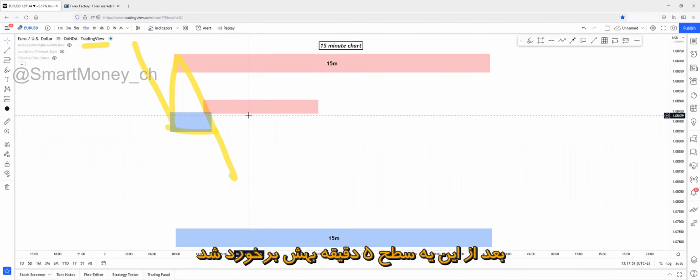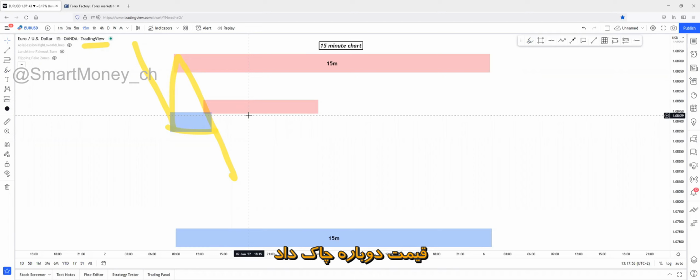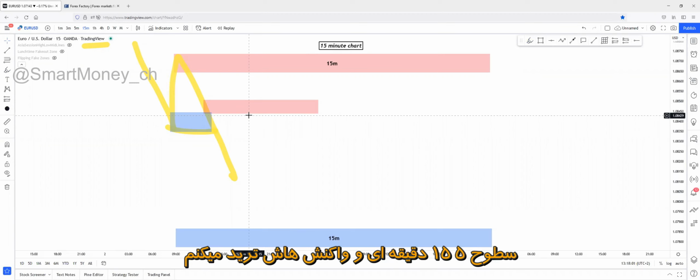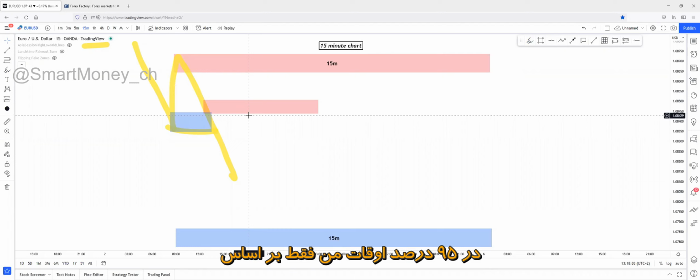Once again, after this, another 5-minute zone has been tapped. Price has changed character again on that 5-minute zone. I entered a trade. I'm trading based on literally only the 5-minute/15-minute zone reactions. 95% of the time, I'm only taking trades based on the 5-minute zones and on 1-minute change of character inside of these 5-minute zones.